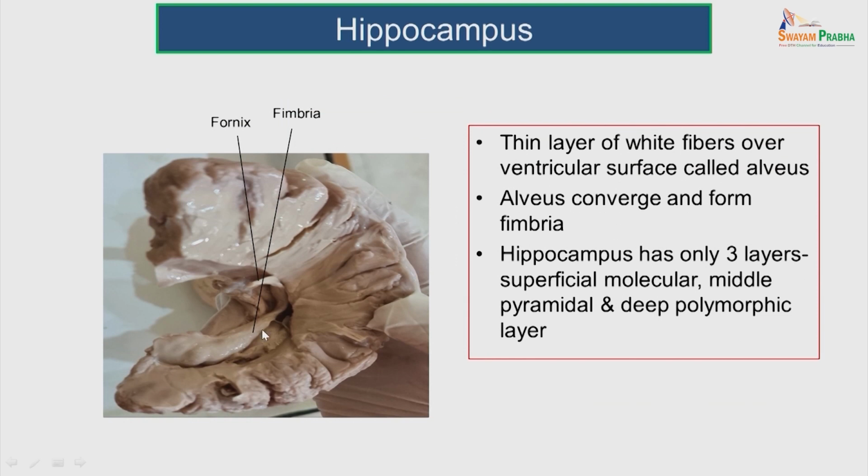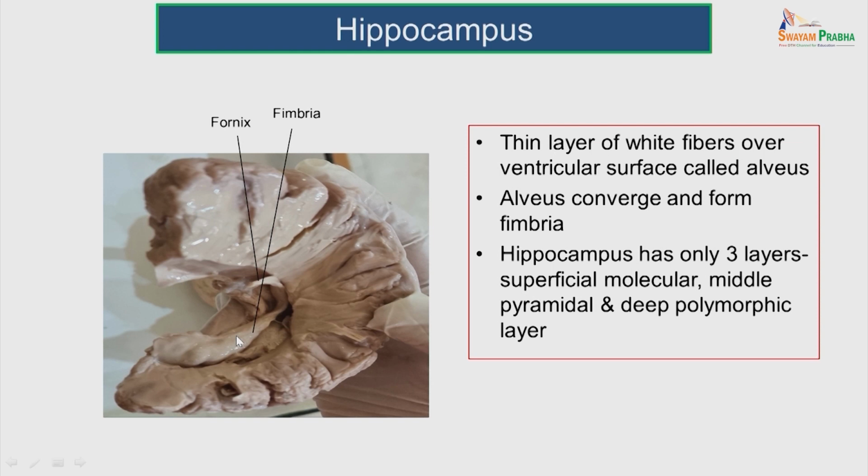And here you can see there is a thin layer of white fibers over the ventricular surface. That is called the alveus. At the medial part, these white fibers on the ventricular surface, the alveus, converge and form the fimbria.